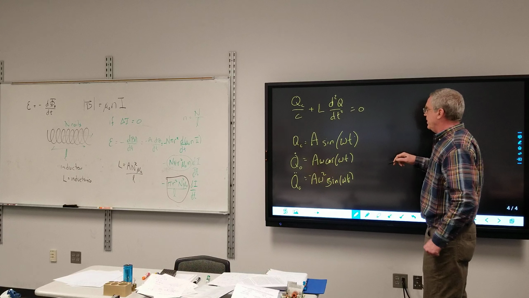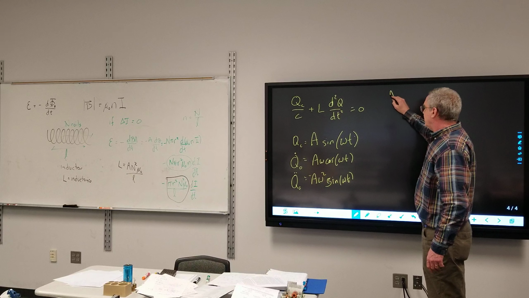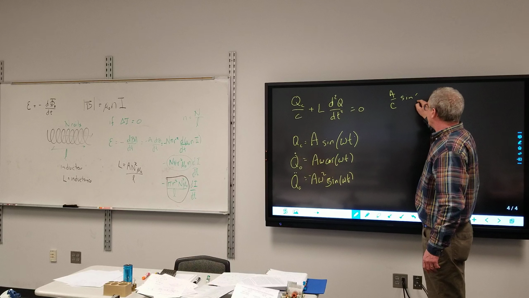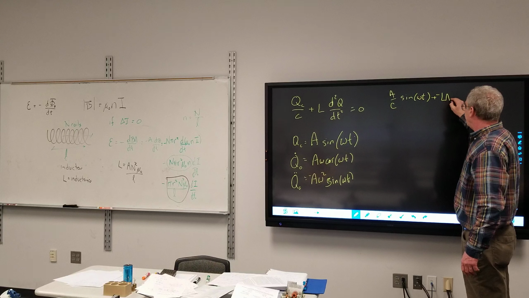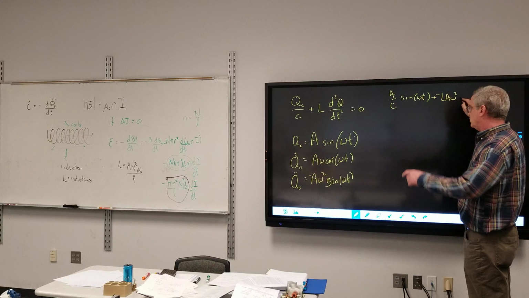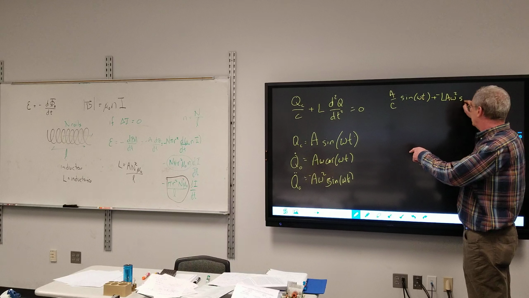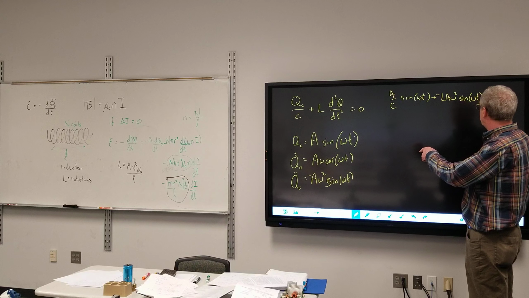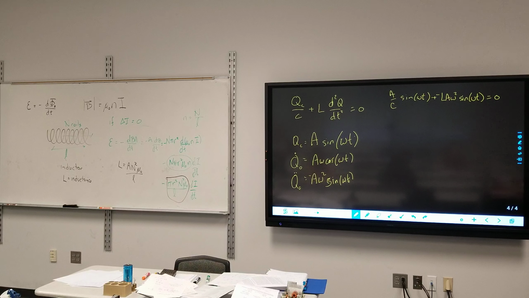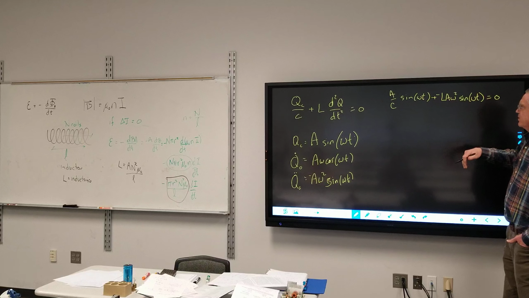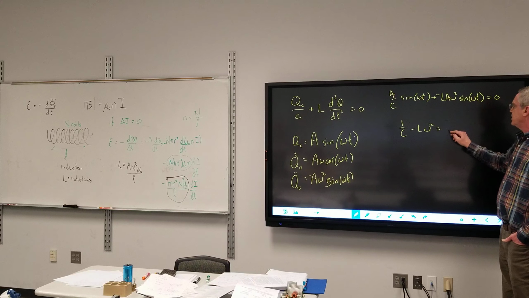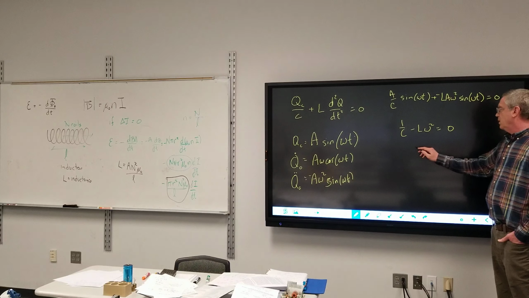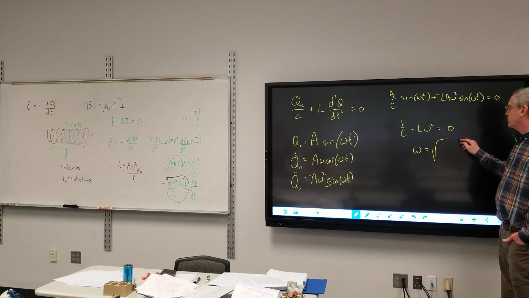So if we stick that up in there, we have A over C sine of omega t plus negative L A omega squared sine omega t equals 0. And this is true as long as, well, we get rid of the sines and get rid of the A's, so it's true as long as 1 over C minus L omega squared is equal to 0. And so we can solve for omega, and that's the square root of 1 over LC.